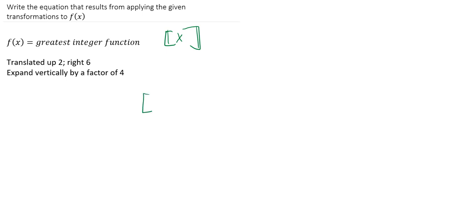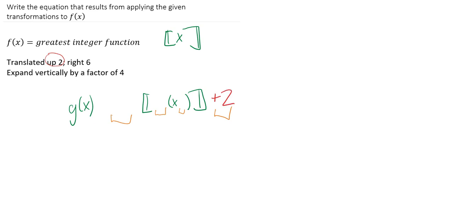So I know I'm going to end up with something like this. G of x equals... I have an option to put a number here, a number multiplying here, a number added or subtracting here, a number added or subtracting here. The fact that it's up 2 means at the end of this equation I'm going to have a +2. The fact that it is to the right by 6 means I'm going to have a 6 here, and to move it right I need a -6. And the fact that it's expanding vertically by 4 means it's going to be on the outside.